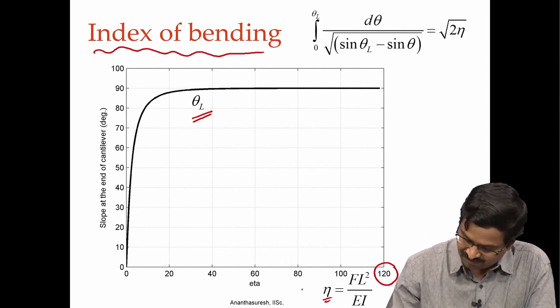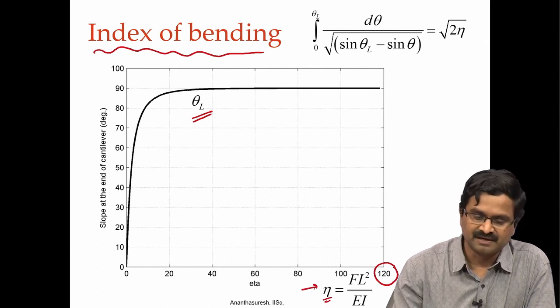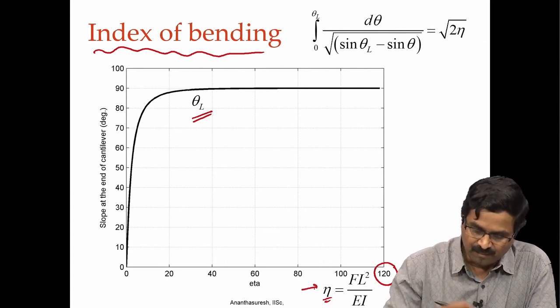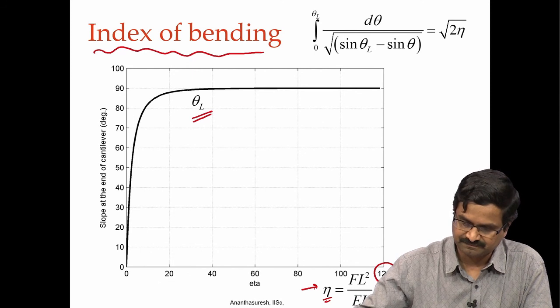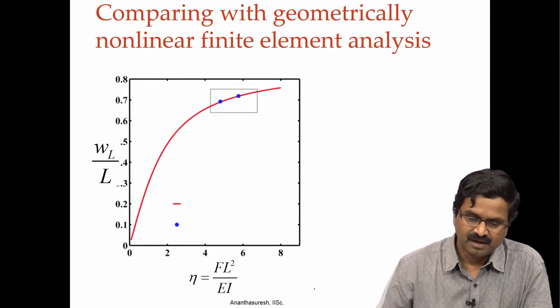Let us call this theta L then the index of bending. The larger the value of eta is, the larger theta L is, it indicates how much the beam has bent.